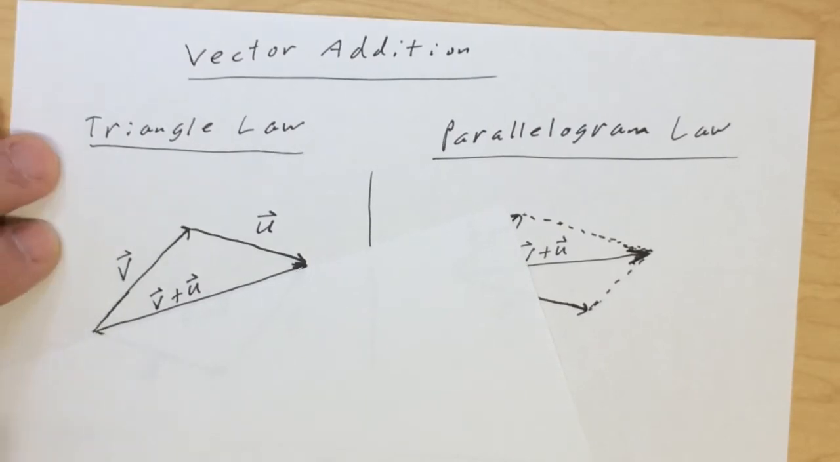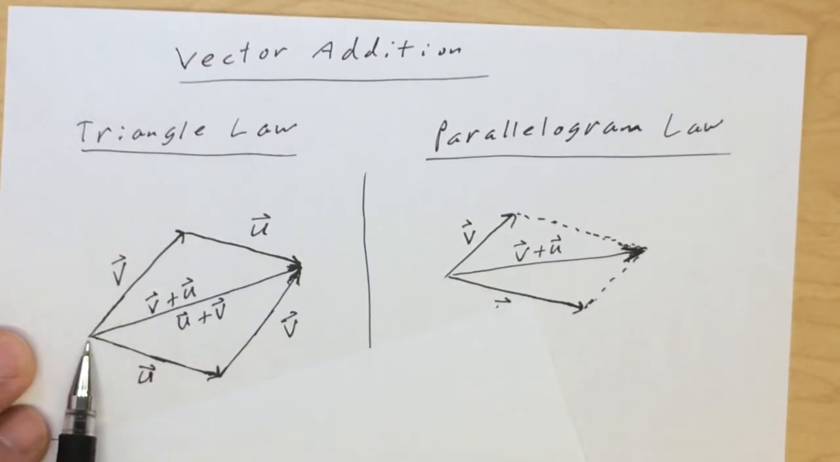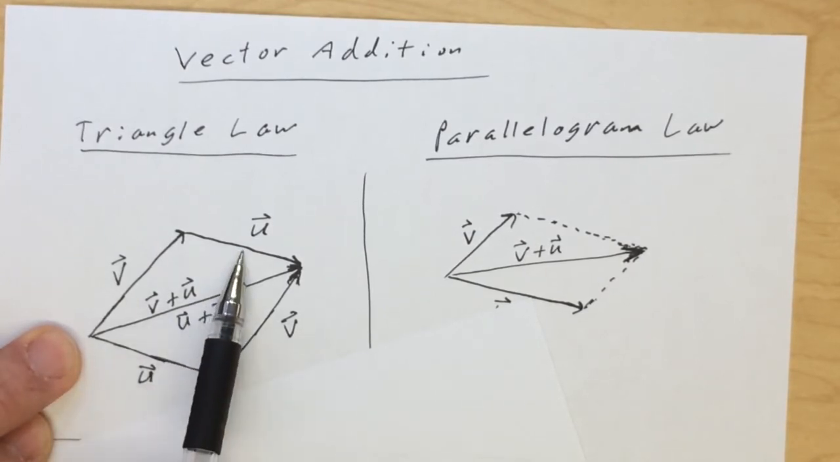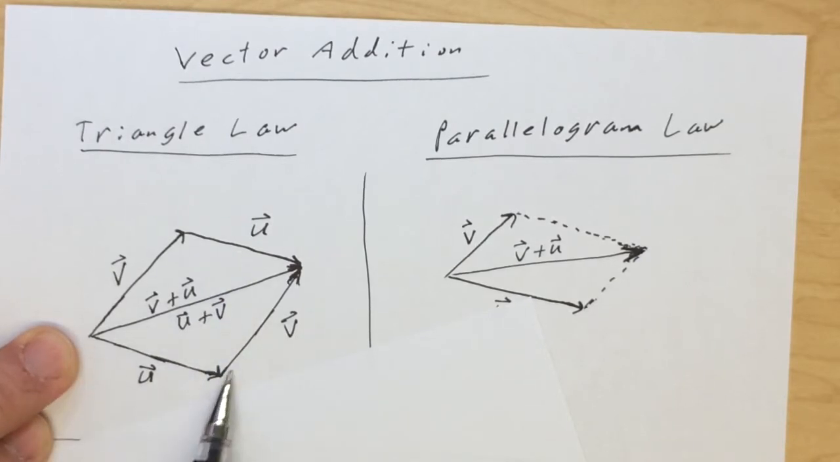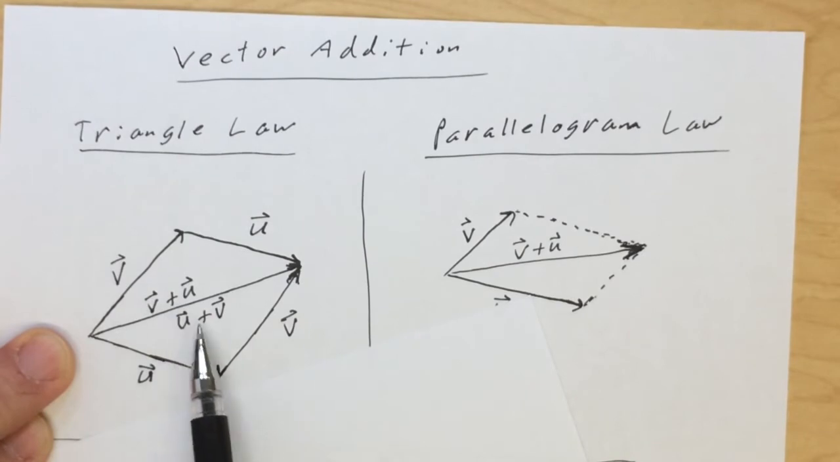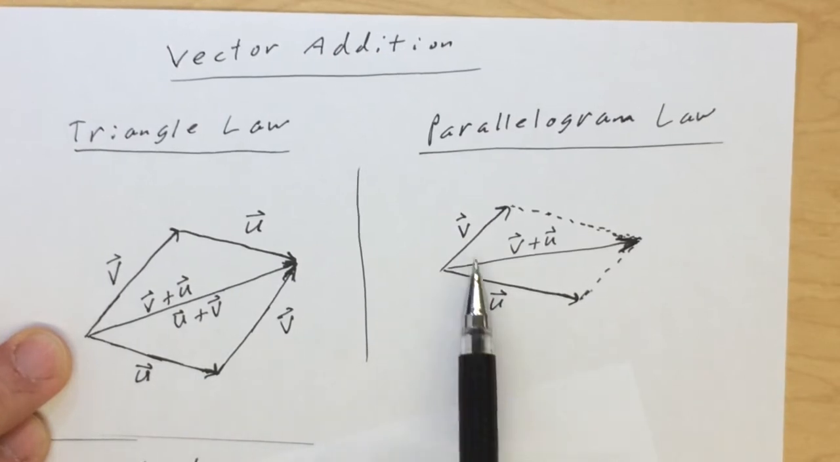Okay, you could also do that from the other side and start with vector u. Vector u here is going to be parallel to this vector u, so it's going to create a parallelogram, and if you add u plus v, you're going to get the same resultant vector, which is quite nice: v plus u equals u plus v. This creates a parallelogram, which leads us to the parallelogram law over here.